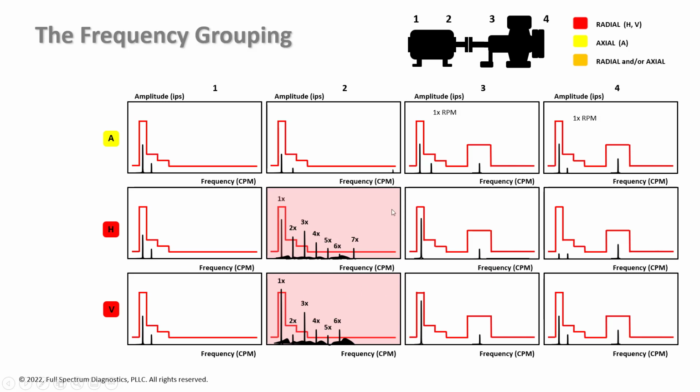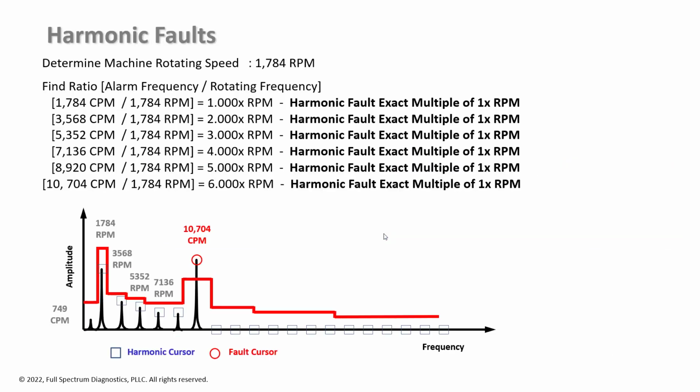So I've already done a little of the work for you. There's a problem in the horizontal direction and the vertical direction at position 2. And it looks like there's a whole series of peaks. And the way I have them labeled, there's 1 times, 2 times, 3 times, 4 times. So they appear to be harmonics. Okay, so we're going to take a little closer look at that.